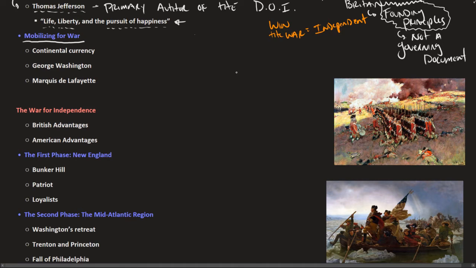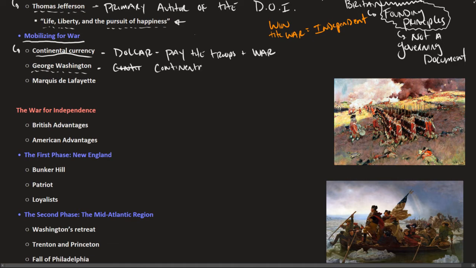But there were a couple of ways that the Americans prepared. One was to issue a continental currency. We might call this a continental dollar. This would be used to pay the troops, right? Pay the troops, and really just for the war in general. Like we mentioned before, George Washington was put in charge of the Continental Army. So we might say the Continental General. Right? All fighting forces were put under his command.